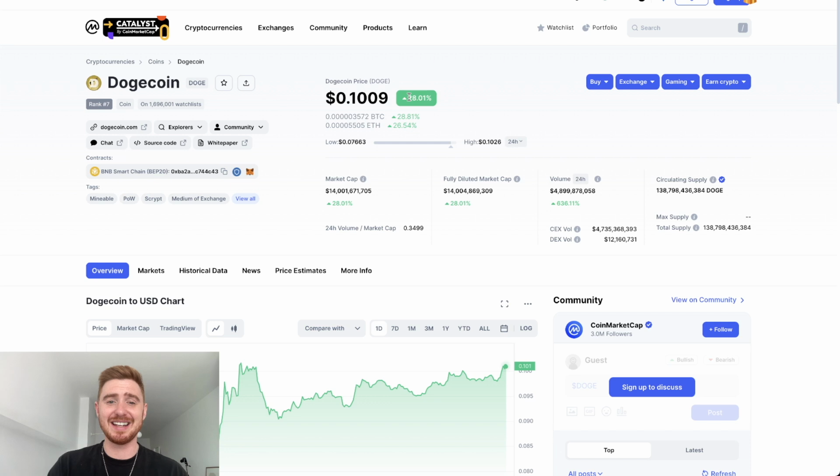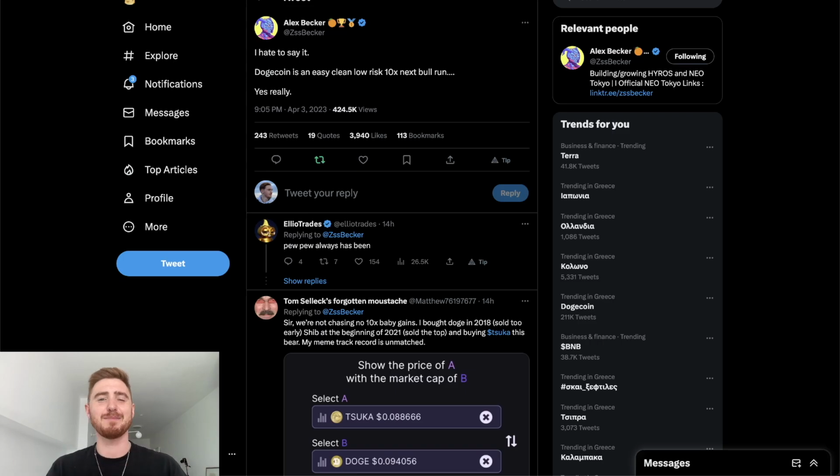At 28% gain here at 10 cents, it could be an opportunity to book some of those profits. Or if you think it is going to a dollar, you may very well get another 10x, just like Alex Becker thinks is very easy and low risk going into the future.